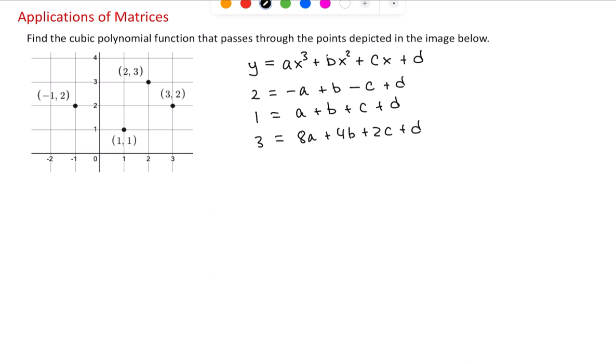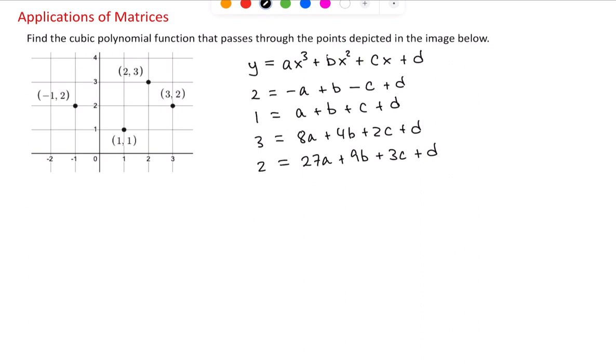And then finally, plugging in the point 3, 2. Change y to 2. At the same time, you change all the x's to 3. 3 cubed is 27, so we have 27a plus 9b plus 3c plus d.